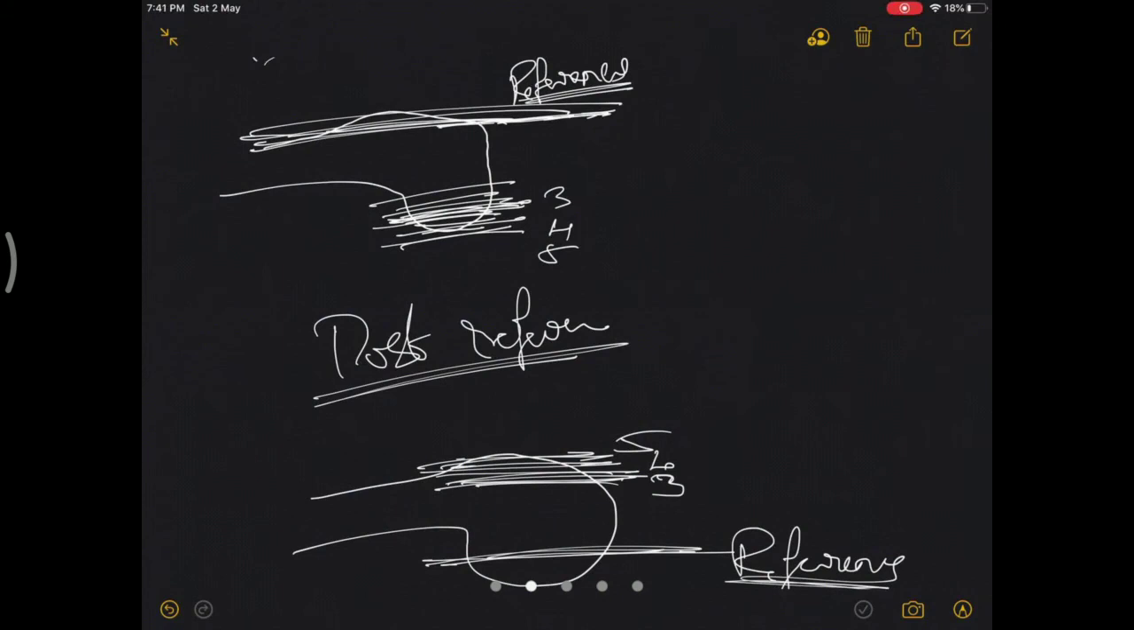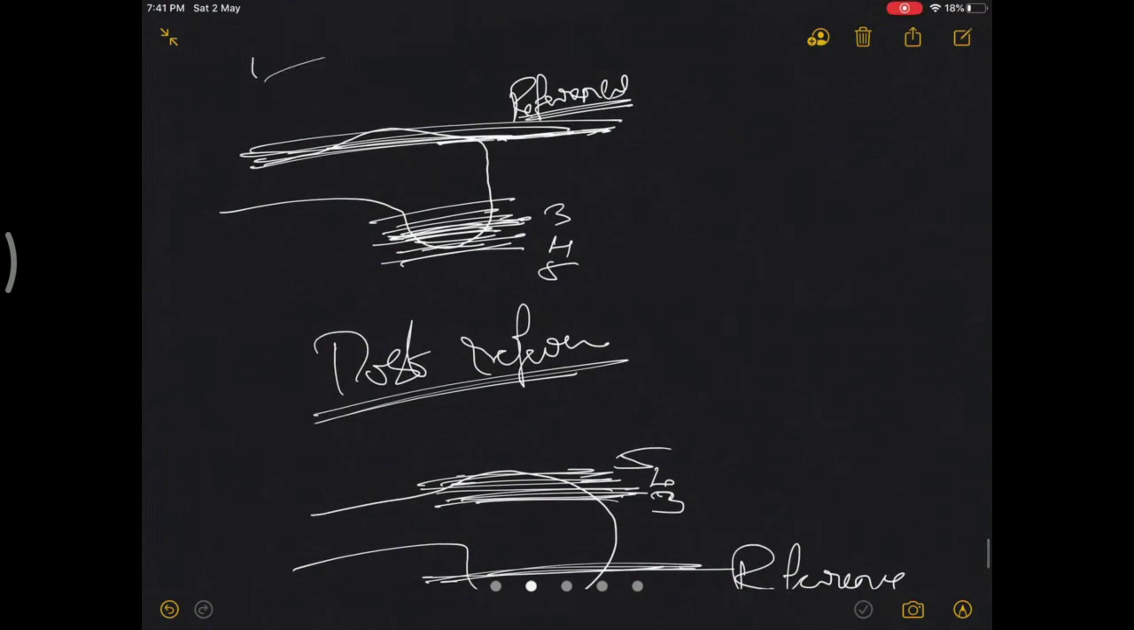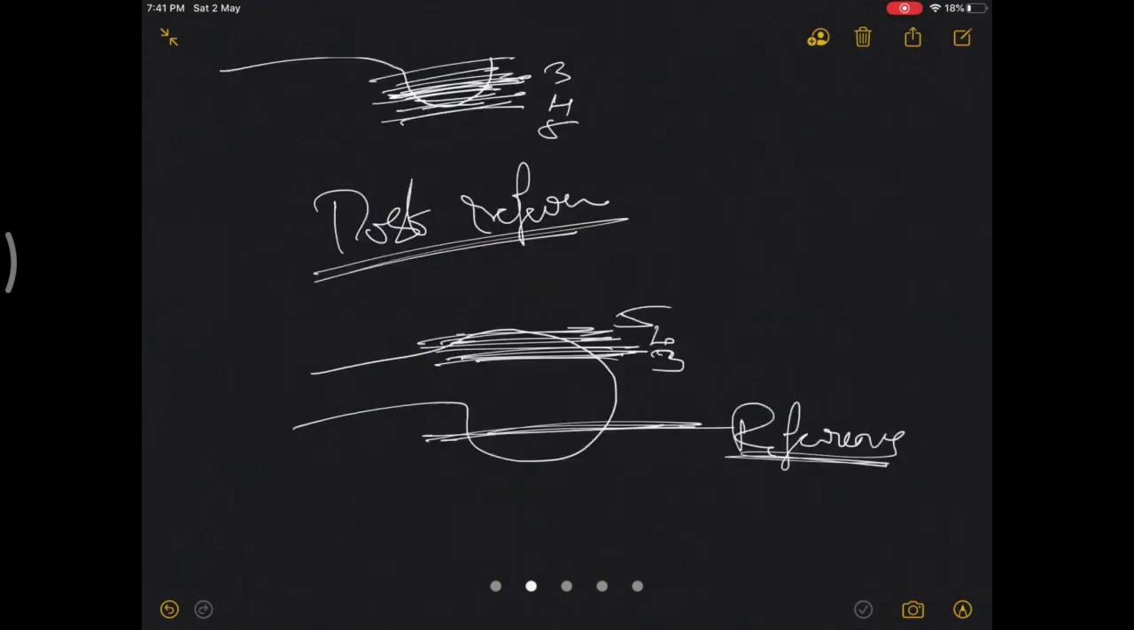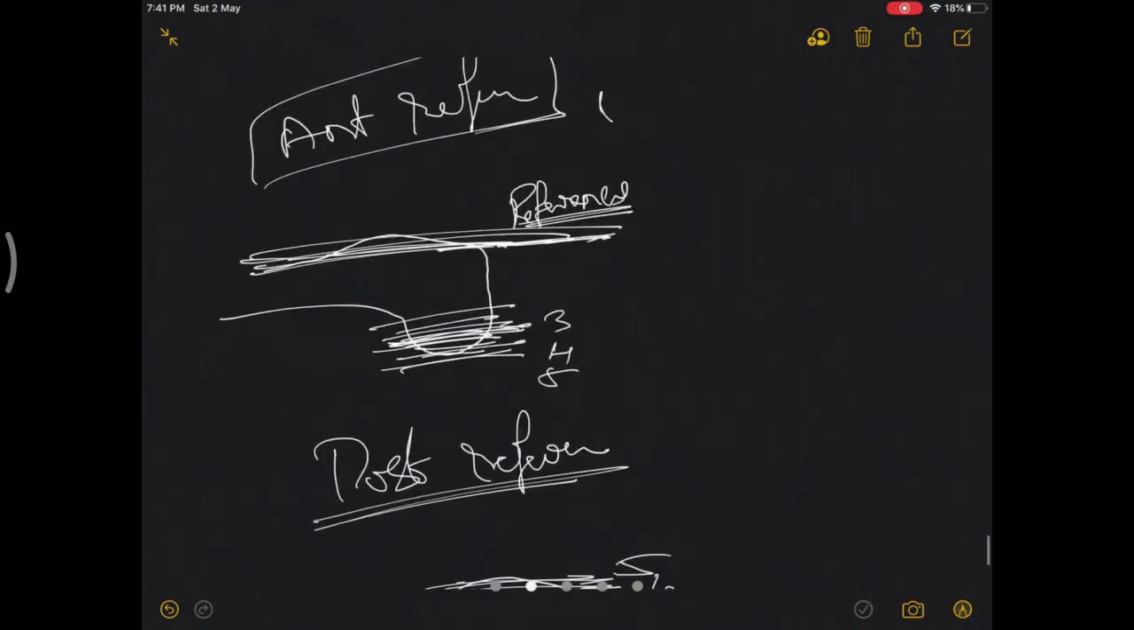Now, what are the advantages and disadvantages? Why these two concepts came is because sometimes what happens is, okay, many of the times we use anterior referencing. Why? Because to prevent notching.